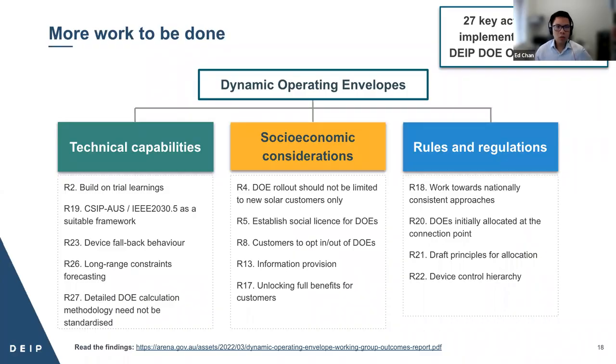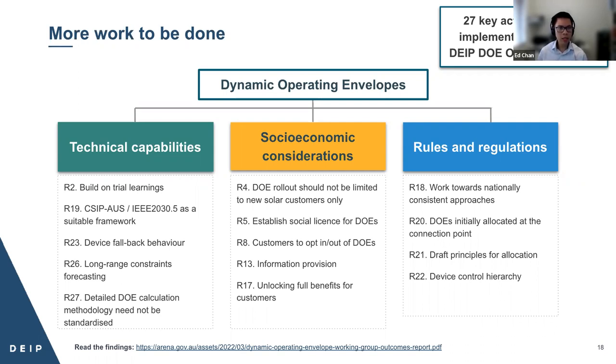So before I go into the recommendations that we've selected here, I just want to say that the report is the first and the beginning of the discussion. There is a lot more that needs to be done. It's the beginning of a journey, and we're certainly looking forward to working with all of the industry in seeing how this develops. And with that in mind, we actually had 27 actions in the DOE outcomes report, and what you see on the screen here is just a selection of the ones that we felt people might want to hear about today.